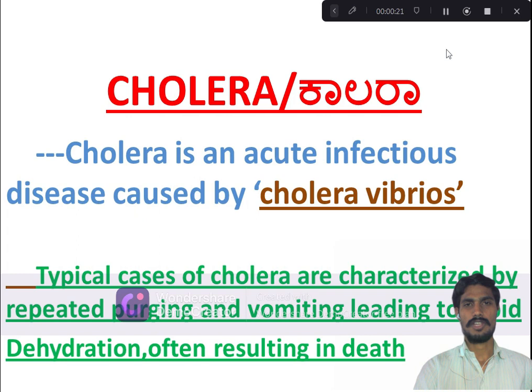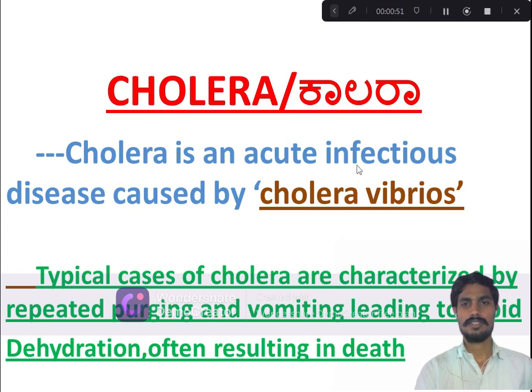Friends, today I will explain one of the important communicable diseases, that is cholera. Cholera is an infectious disease caused by cholera vibrio. Okay, you can see what is cholera. What does cholera mean?